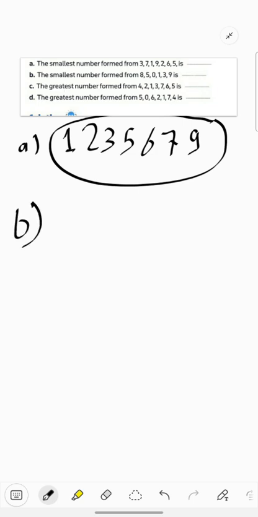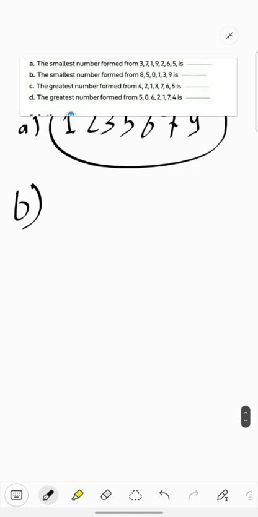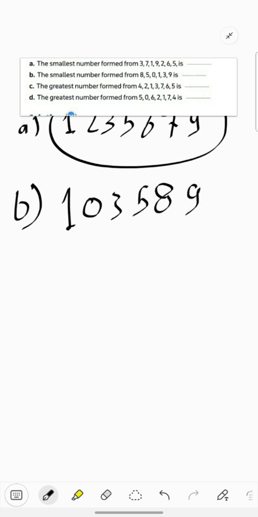The smallest number formed from 850139. Many students put 0 first: 0, 1, 3, and it's wrong. Why? Because 0 here has no value. So first you need to write the next smallest digit, which is 1. Then you need to put 0 and rearrange as usual: 3, 5, 8, 9. So the trick here: don't start with 0. Okay? Don't start with 0 in the smallest form.